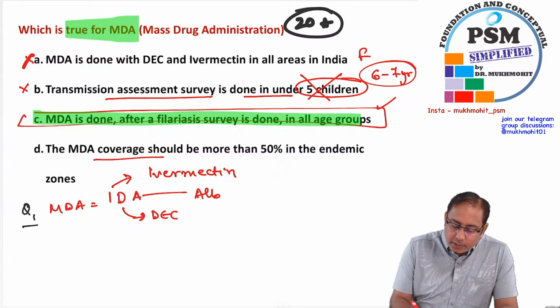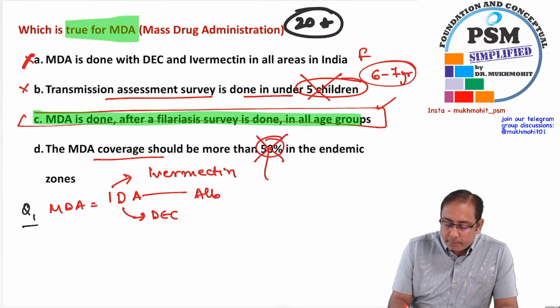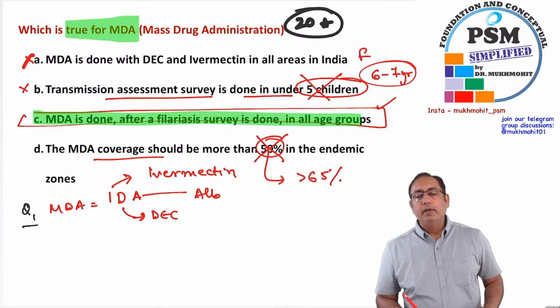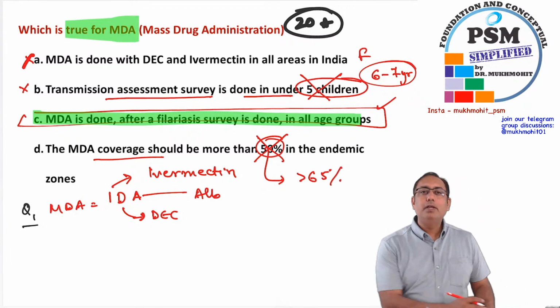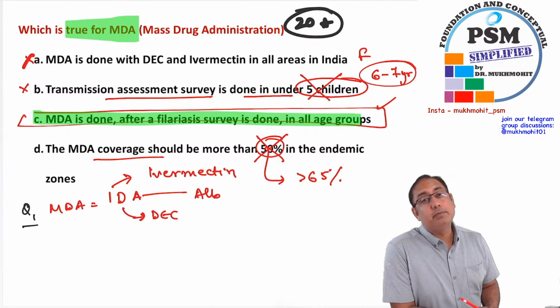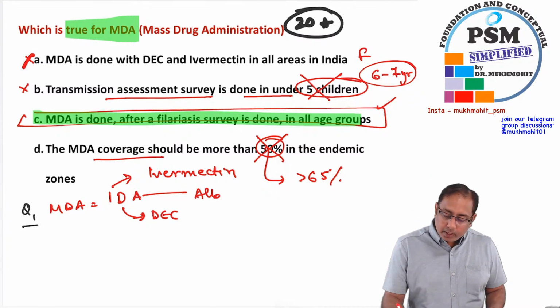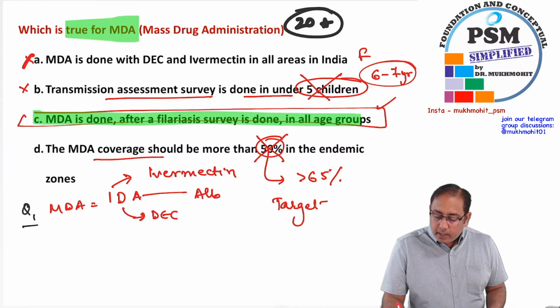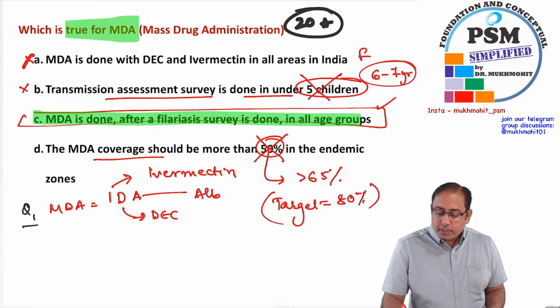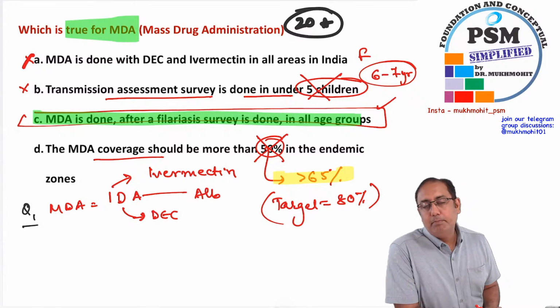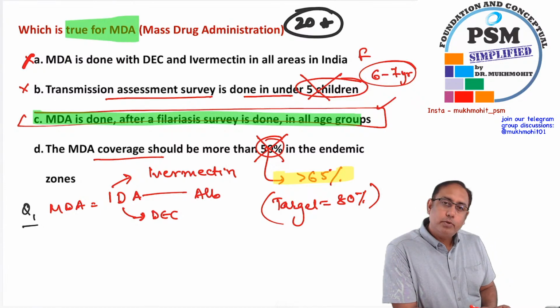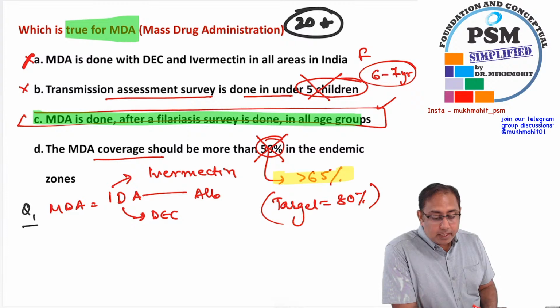The MDA coverage should be more than 65% beta. It should be more than 65% in the endemic zones. We generally try to keep the MDA coverage to be more than 80%. 80% is our target, but for the single best answer, it should be more than 65%, the MDA coverage.